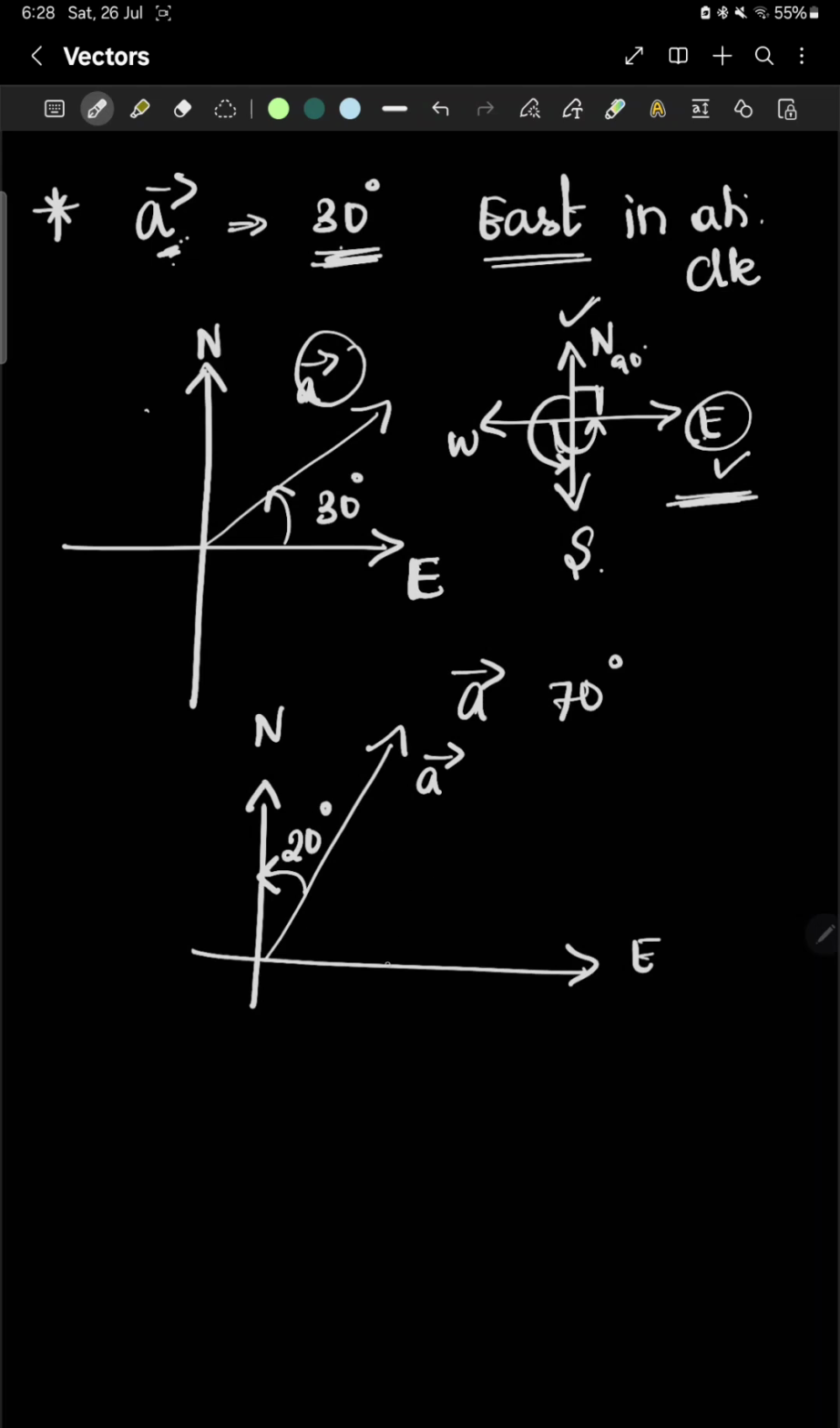So whichever perpendicular direction is nearer to this vector, I can consider that perpendicular direction as the reference line for calculating the direction or angle of the A vector.